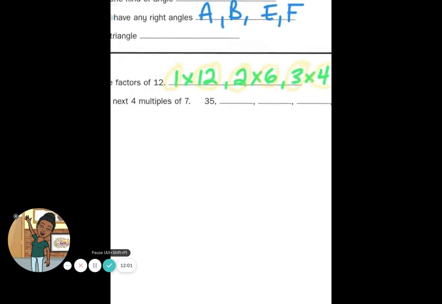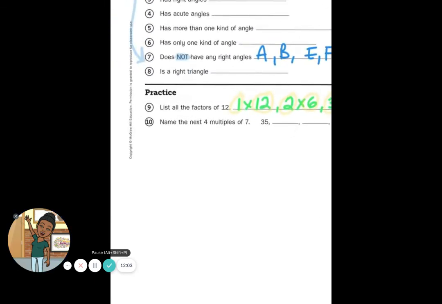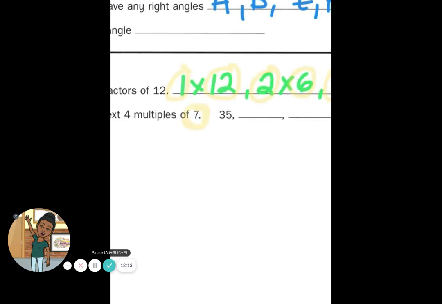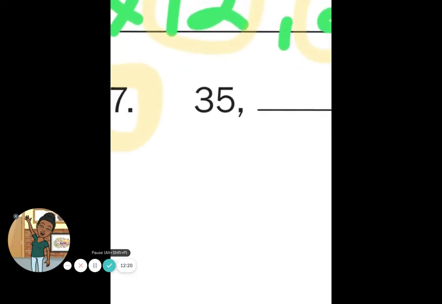And then lastly, it says name the next 4 multiples of 7. Now I say that because what you see here, 35, what's going to be the temptation? You want to skip count by 5s, because skip counting by 5s is super easy. But they don't want you to skip count by 5s. They want you to skip count or name the multiples of 7. So what is 35 plus 7 going to give you?